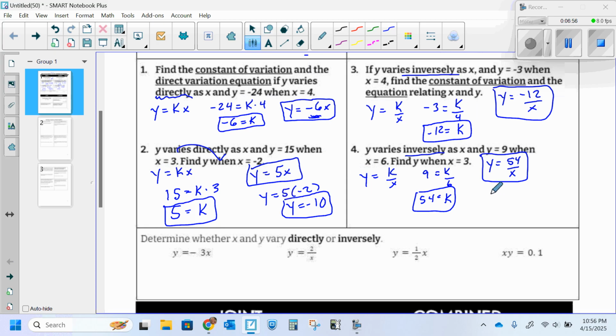And then lastly, it says find y when x is 3 and y equals 18.